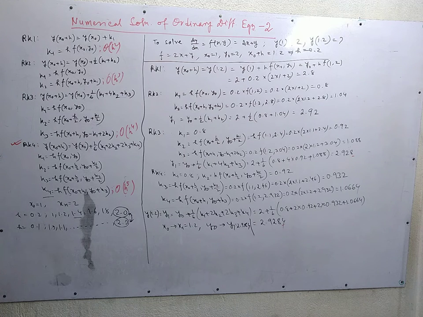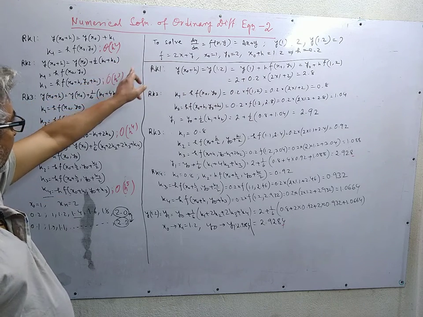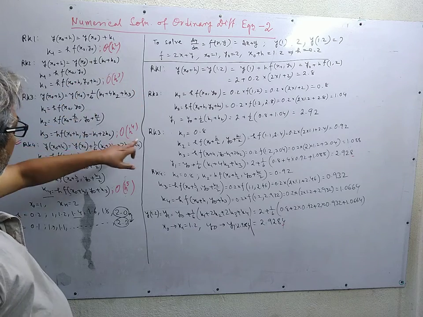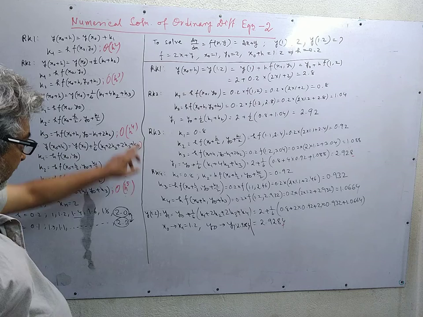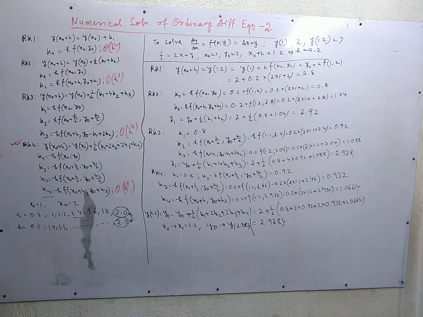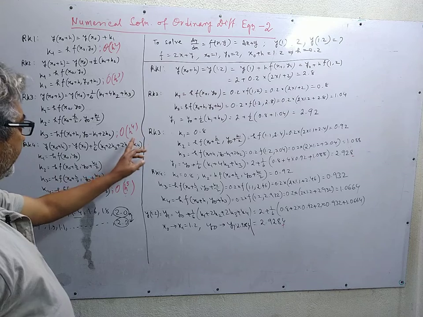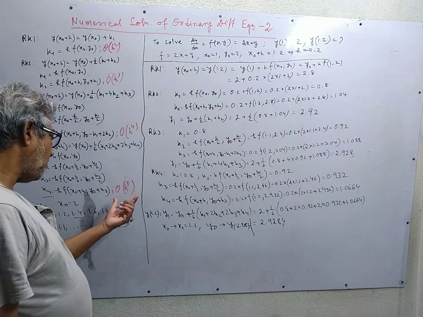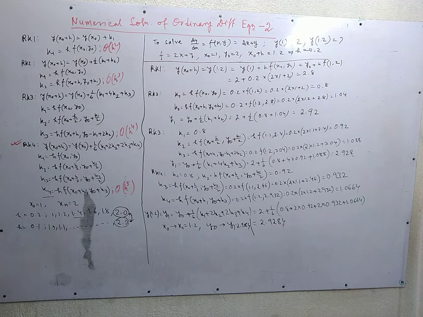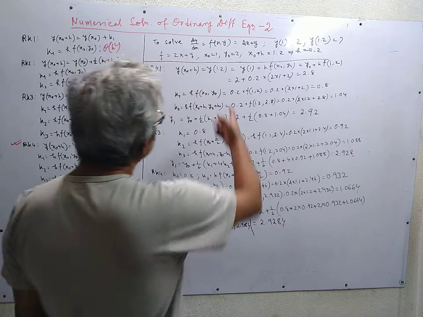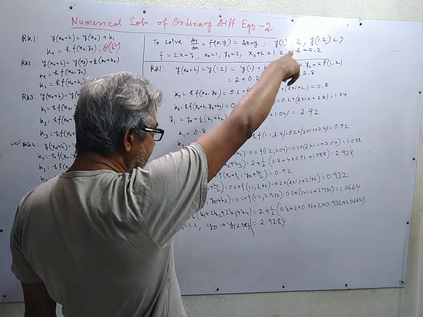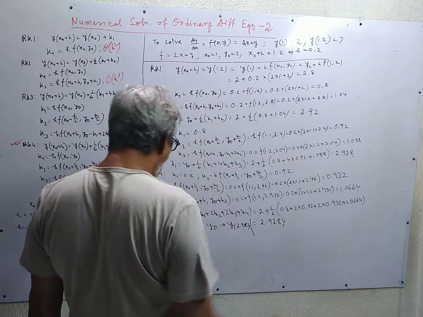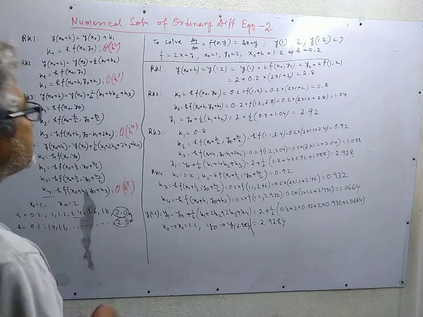The error involved in the method here is of the order of h square. Then in Runge-Kutta 2 it is h cube. In Runge-Kutta 3 the error is of the order of h to the power 4, and in Runge-Kutta 4 it is of the order of h to the power 5. We have used all these four methods to solve this differential equation and show how the result improves as the order increases.